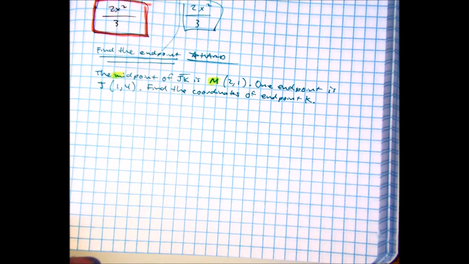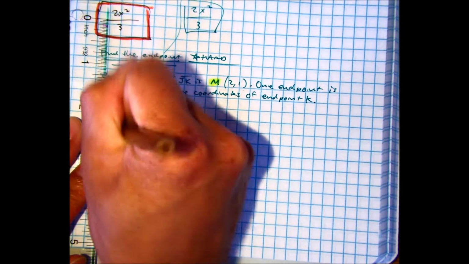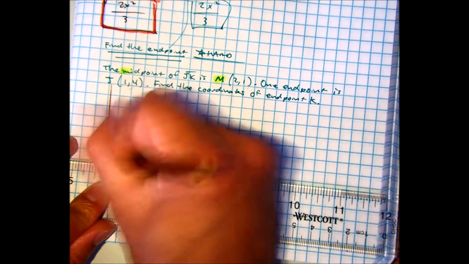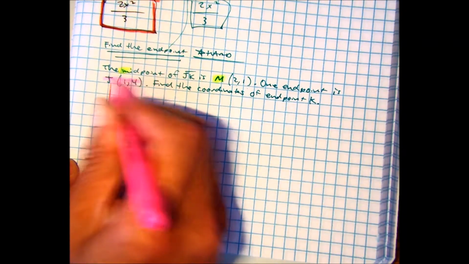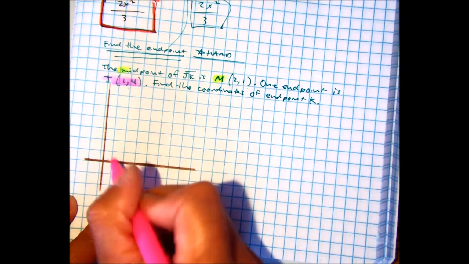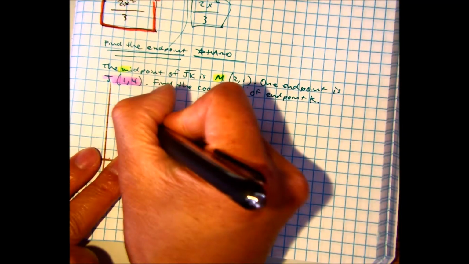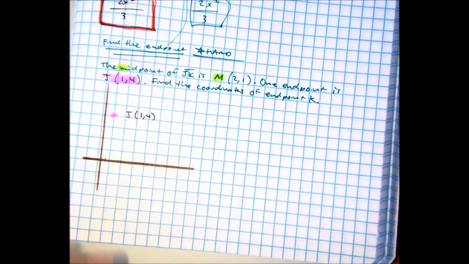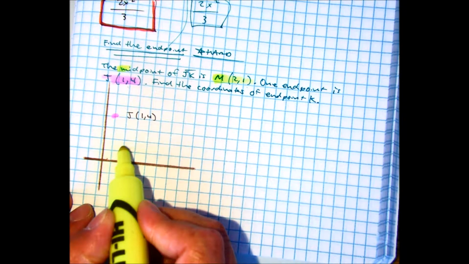Alright, so let's give ourselves a visual of what we're doing in this problem. I'm just going to make a quick coordinate plane, and I'm going to include both of these on my coordinate plane. It says that J is (1, 4). So right 1, up 4. There's J. It gives us M. M is the midpoint, (2, 1). Right 2, up 1.